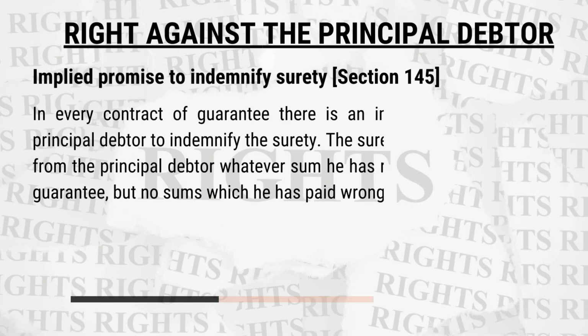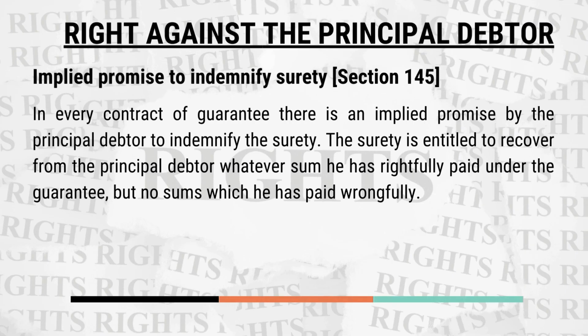Second right is implied promise to indemnify surety. This right is covered under section 145. In every contract of guarantee, there is an implied promise by the principal debtor to indemnify the surety to make the payment back after some time. This is known as reimbursement.